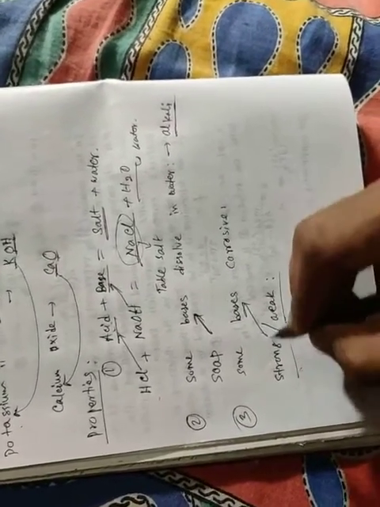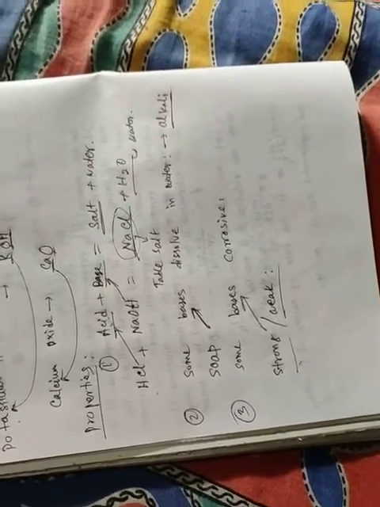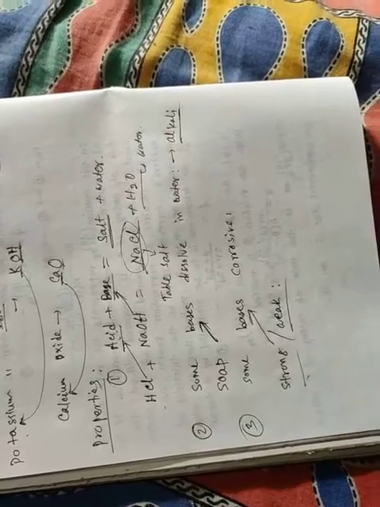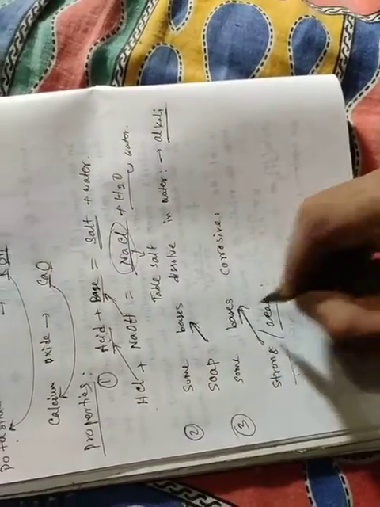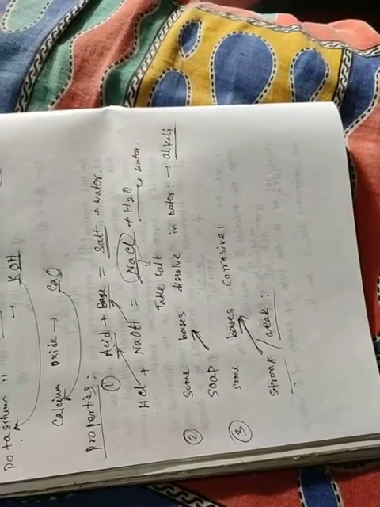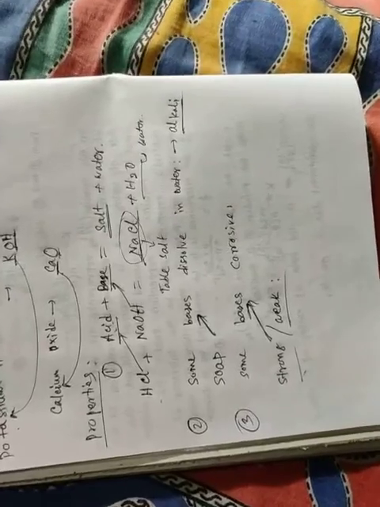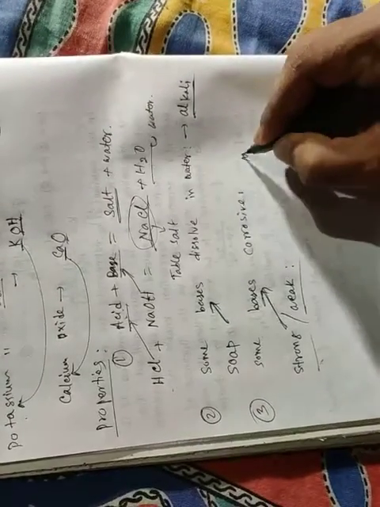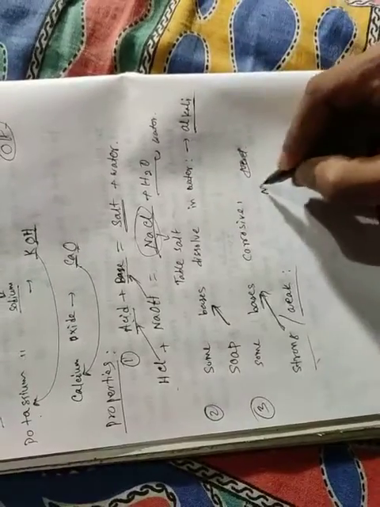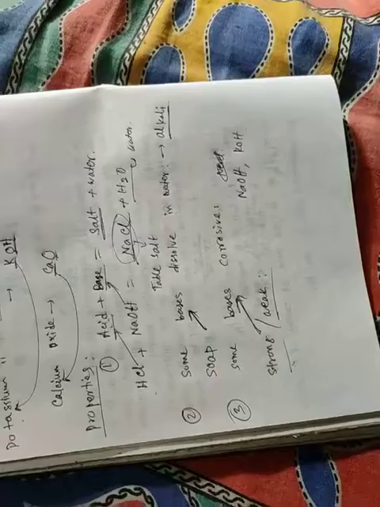Similar for acid. Acid is also of two types: strong acid and weak acid. Similarly, there are two types of base: strong base and weak base. And strong bases are corrosive. Understand? Okay. There are many, for example NaOH, it is a strong base. KOH, it's a strong base.